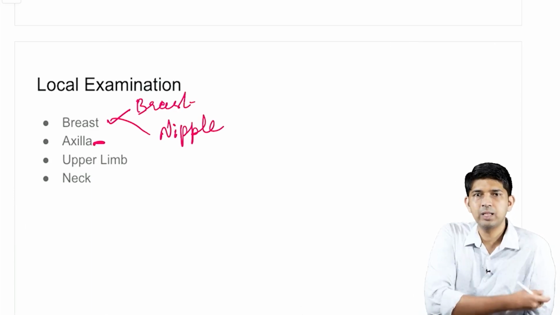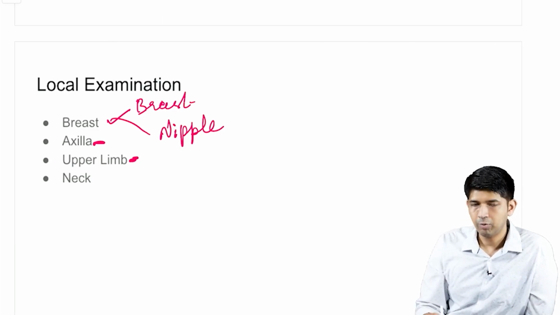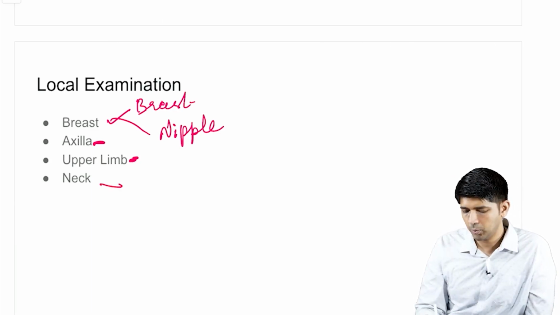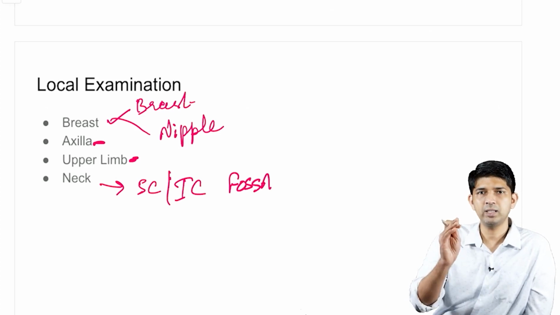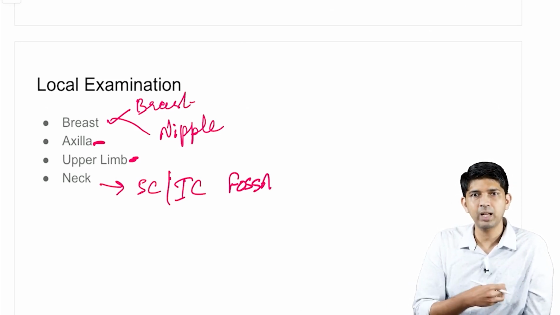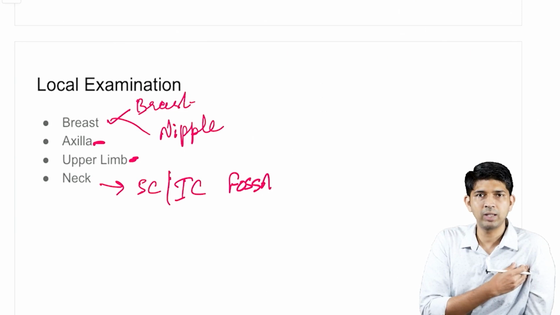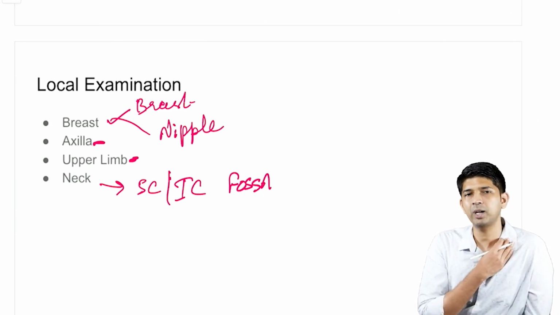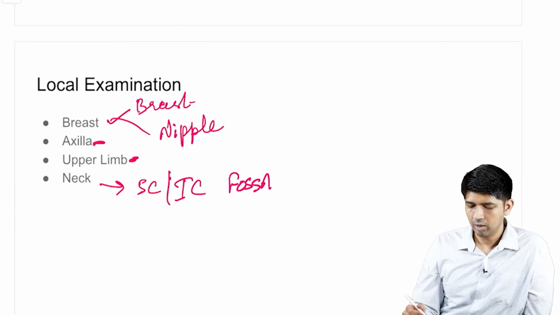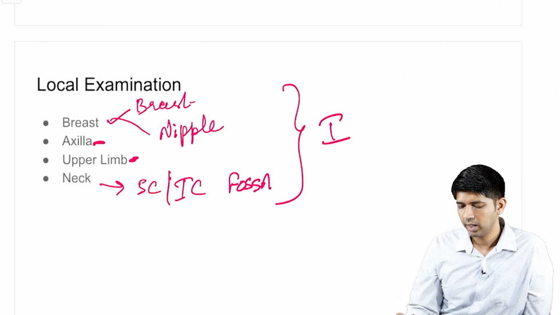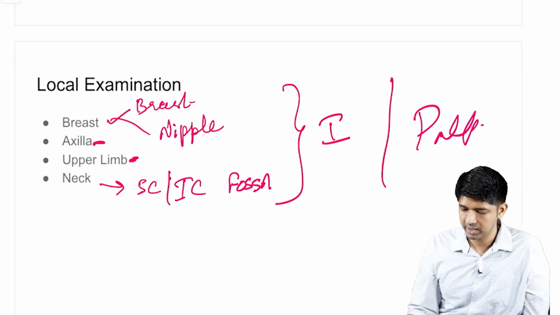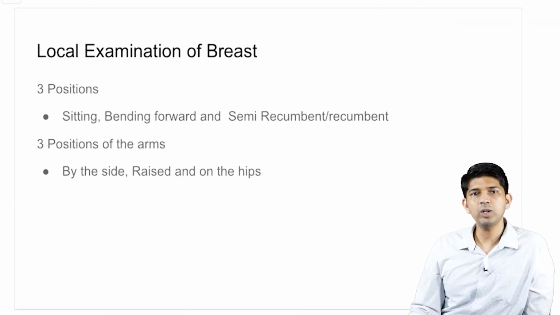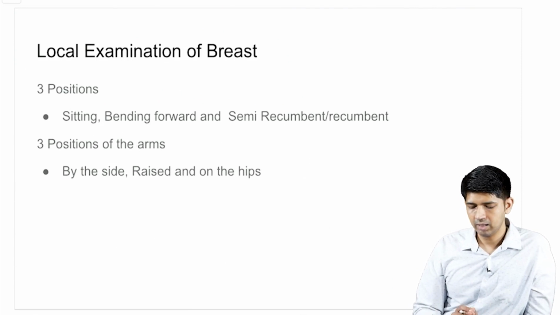Once the axilla, obviously the next structure is the upper limb. And from the upper limb, then you go to the neck. That is the supraclavicular or the infraclavicular fossa. Okay. So in breast you're going to have the breast parenchyma and the nipple. Then you're going to talk about the axilla, the upper limb and the supraclavicular and the infraclavicular fossa. Now this has to be done in both inspection and palpation, all 4 areas have to be seen. Now the local examination of the breast is done in 3 positions.